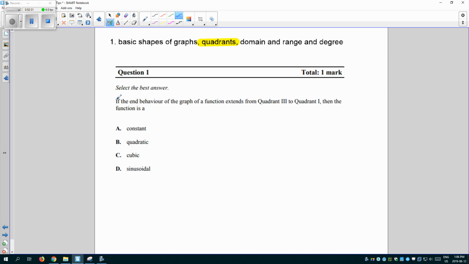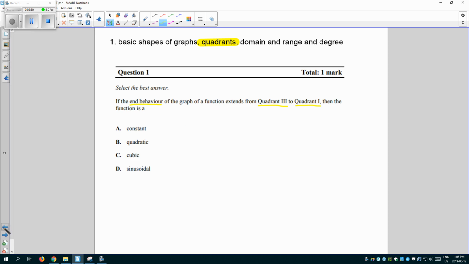Okay, why is it important to know the quadrants? I've highlighted the word quadrants here from tip number 1, because we're going to see sometimes wording end behavior. Okay, and we see them talk about quadrants 3 to 1. If the end behavior of a graph of a function extends from quadrants 3 to quadrants 1, then the function behavior is, and you have 4 choices.